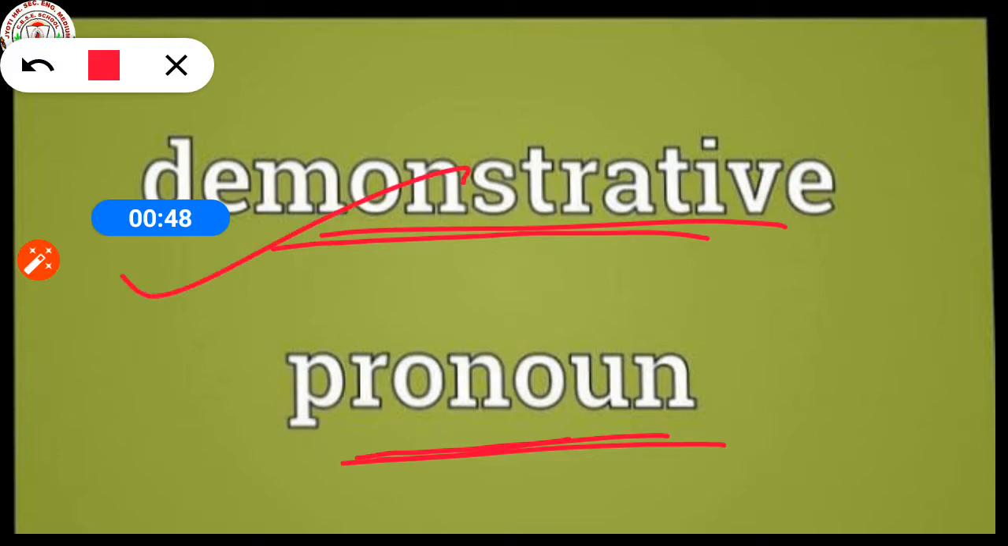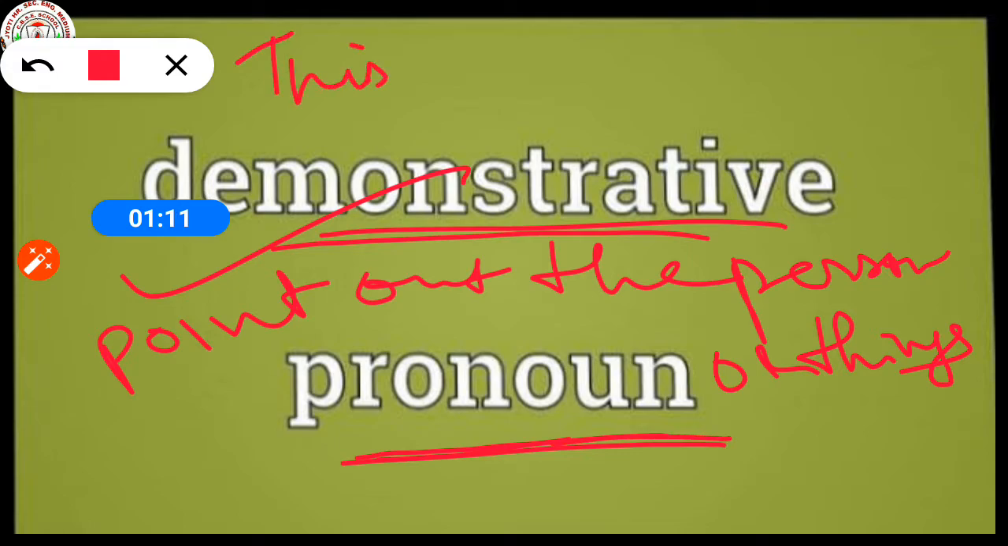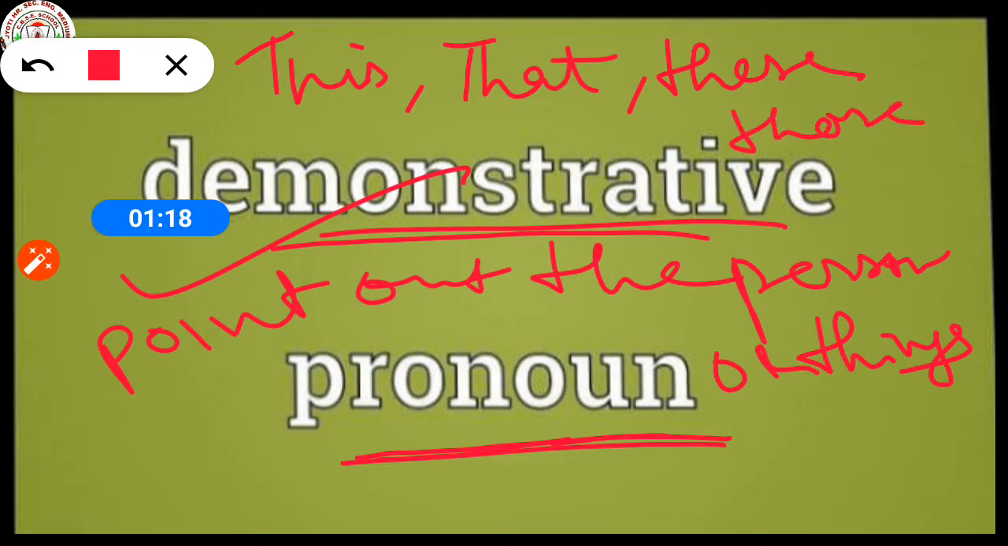So demonstrative pronouns point out the persons or things for which they stand. This, that, these and those are demonstrative pronouns.